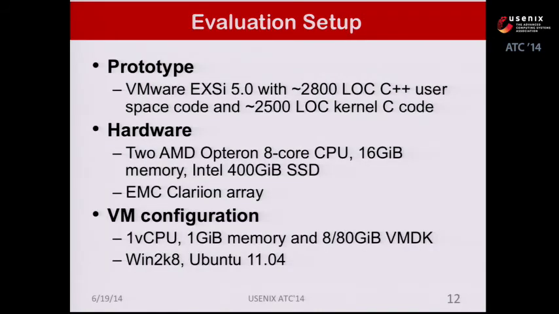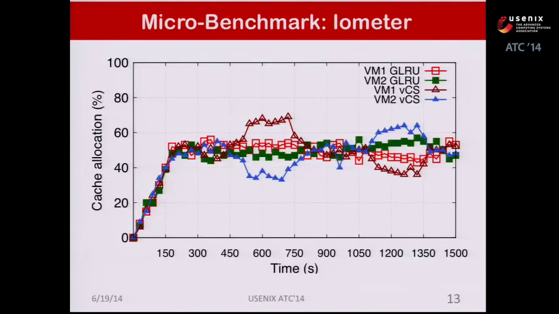So in the next few slides, I will show some evaluation results we have. The prototype was implemented within VMware ESXi 5.0, consisting of both kernel and user space code. For the evaluation, we use the hardware and VM configuration listed. In this setup, we are conducting a micro benchmark evaluation. There are 2 VMs with equal priority accessing identical storage devices.